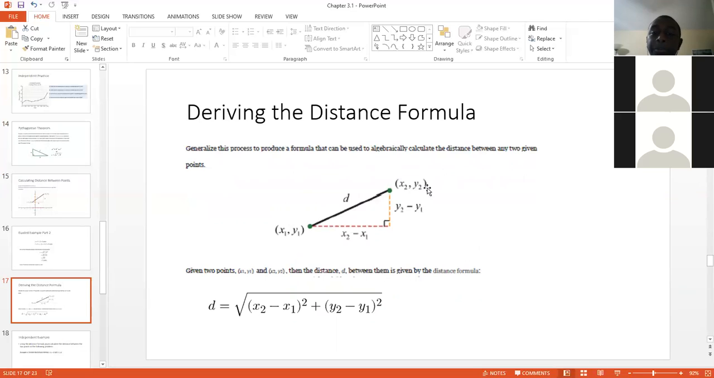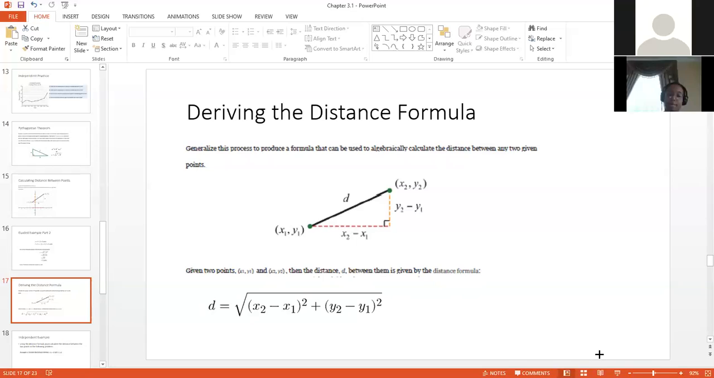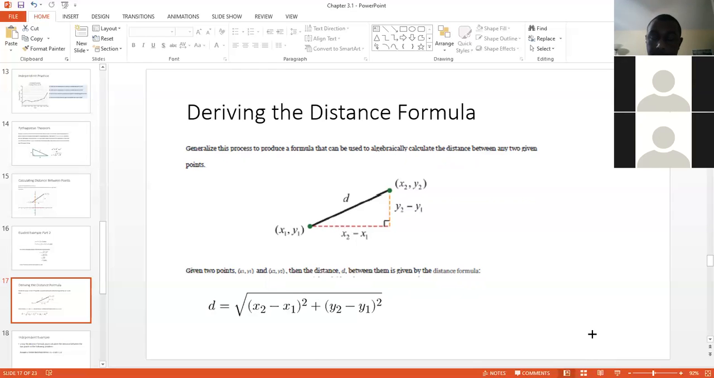Does this make sense, how we got to define the distance formula, how we got there? It's not just plugging in the numbers, but we need to understand how we got here. Thumbs up, thumbs down. Did it make sense for everybody? Feel free to ask questions if you have any.